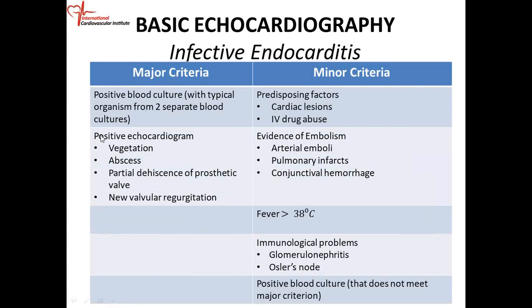The other major criteria are echo features. Echo features is another major criteria. And the echo features we're talking about is vegetation. When you do your echo, if you see obvious vegetation, then that's a major criteria. Or you may see abscess, a fluid-filled infected area. Or if the patient has a prosthetic valve, you may have a partial dehiscence of the prosthetic valve. That is where the valve is sewn into the heart structure.